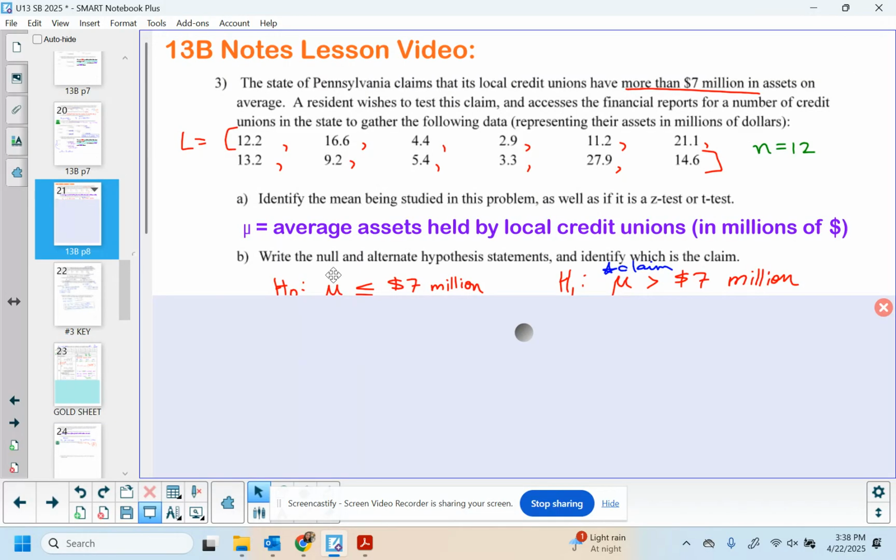So we're going to start the same way we always do. We're going to talk about what is our claim, what are our null and alternate hypotheses, and what does mu mean. In this case, mu is standing for the average amount of assets held by local credit unions in millions of dollars. And the claim is that mu is more than $7 million, and that is the alternate. And then the null hypothesis is that mu is less than or equal to $7 million.